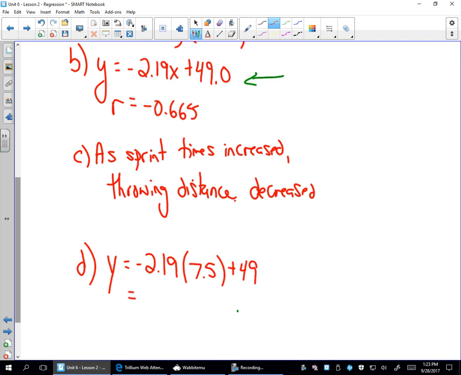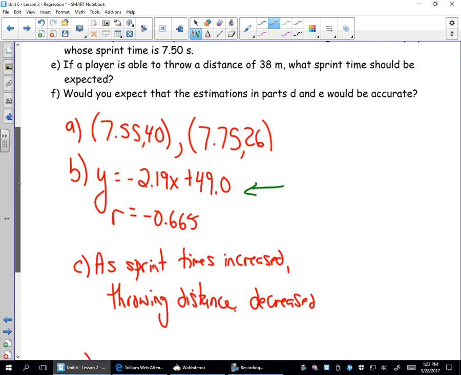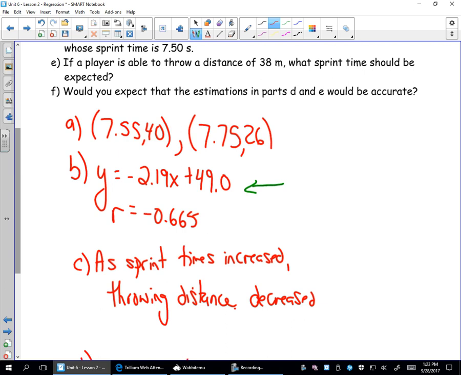What does that give us? We type into our calculators, we end up with 32.73. And this is our throwing distance in meters. So basically I found an additional point. I've interpolated. It's not a point on my graph, but it's a prediction that I can make based on my graph. Let's try E.